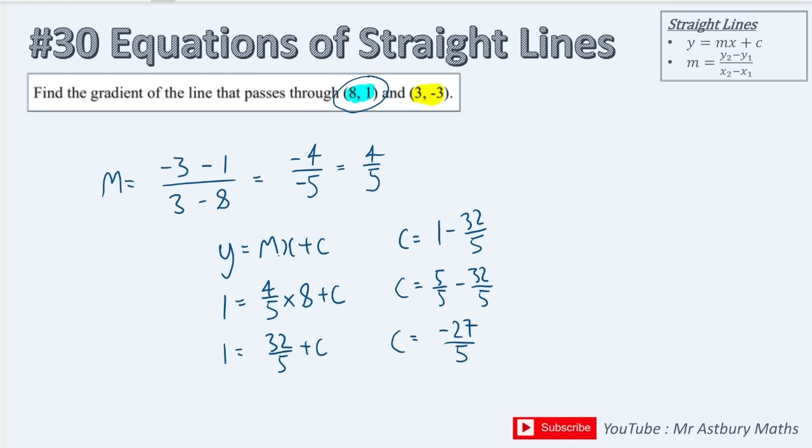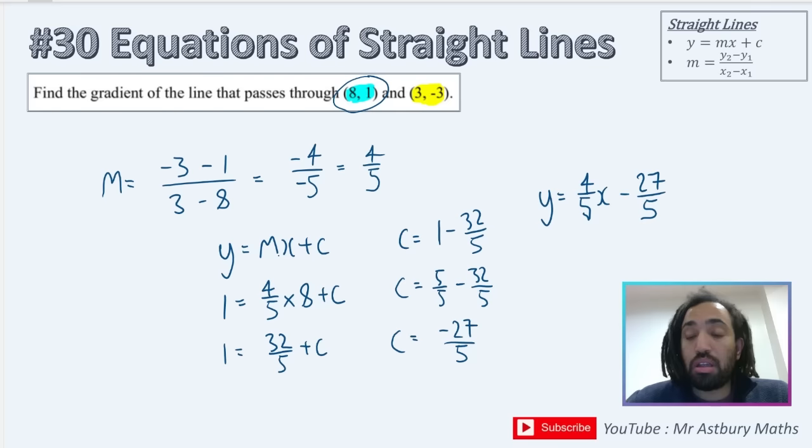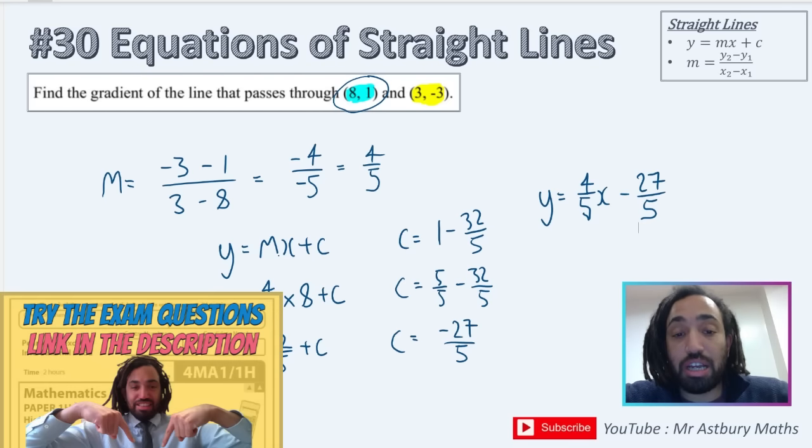And great, we've now got c and we've now got m. So our equation for this line would be y equals 4 over 5 x minus 27 over 5. Okay, click the link to try some exam questions and we're going to move on to the next topic.